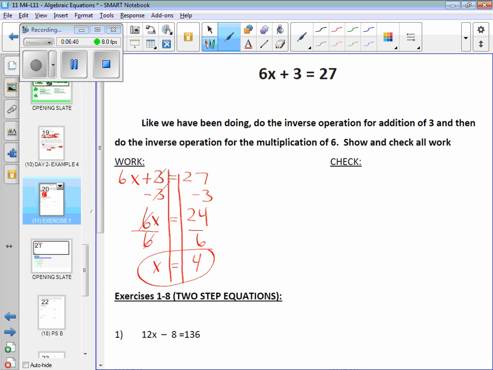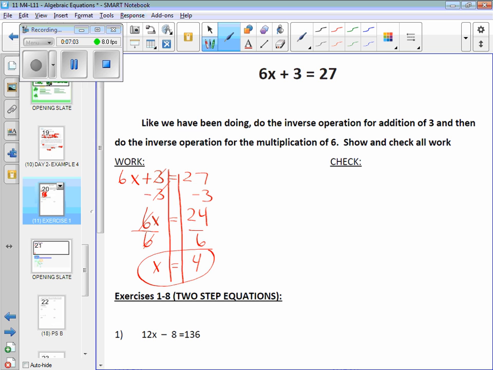Now, before we show the check, let's be smart. Let's do a mental check. Make believe x is now 4. What is 6 times 4? 24, right? Plus 3. It works. That's all a check is. It's just substituting what you get in. You just have to show it.